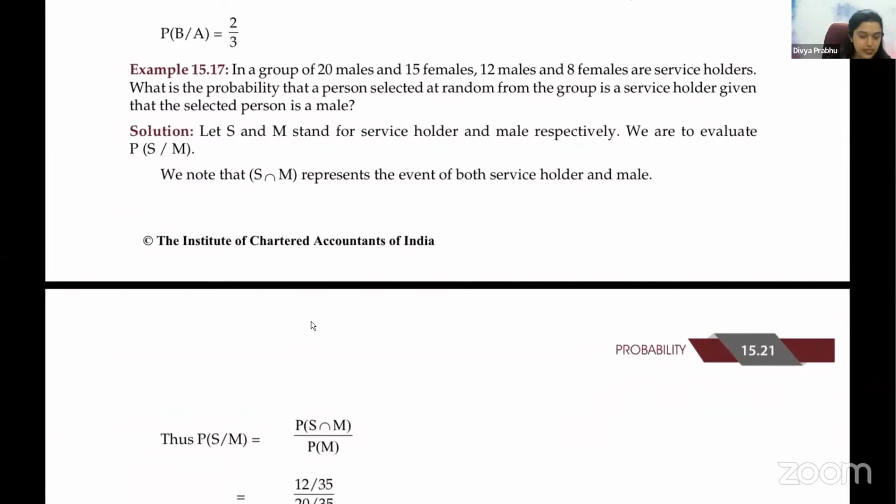Example number 15.17. In a group of 20 males and 15 females, 12 males and 8 females are service holders. So, 20 males and 15 females. Correct? So, what is the total? 35. Correct? Now, 12 males and 8 females are service holders. What is the probability that a person selected at random from the group is a service holder given that the selected person is a male?